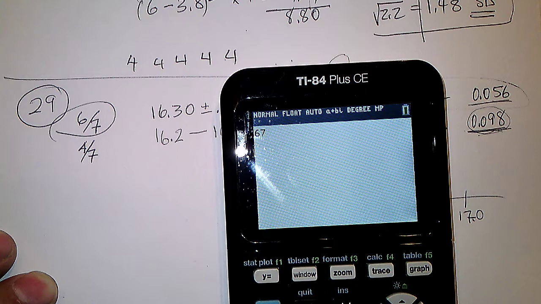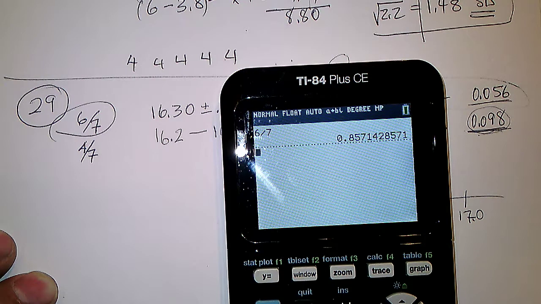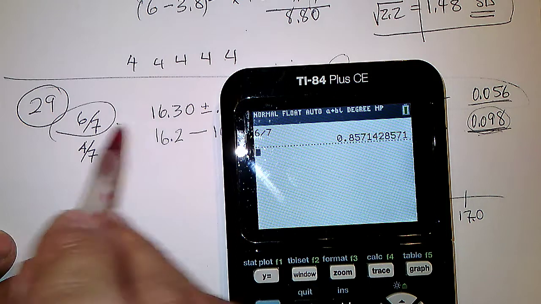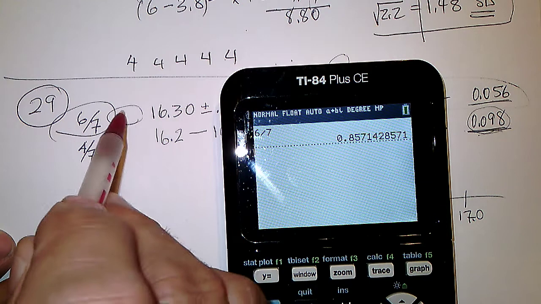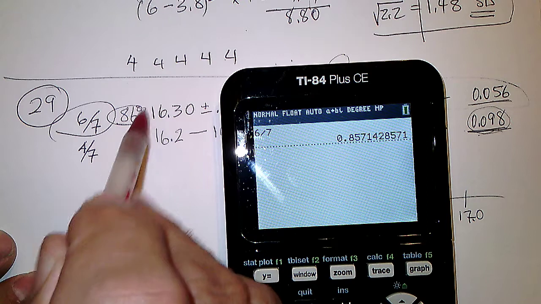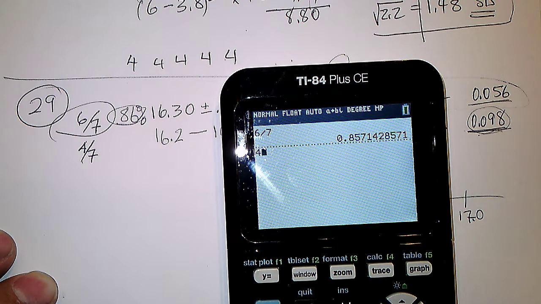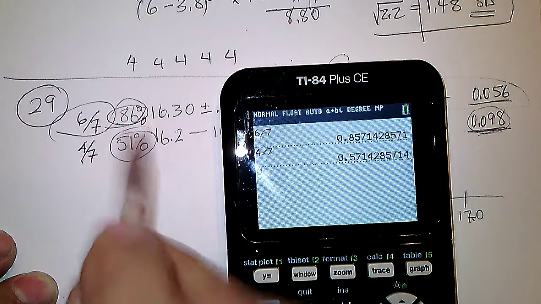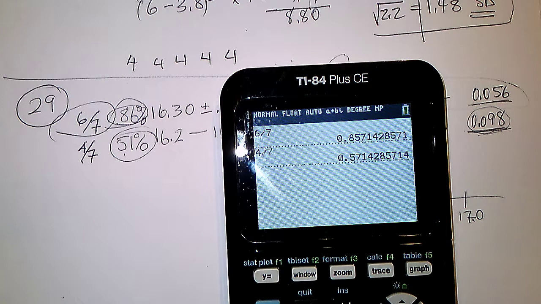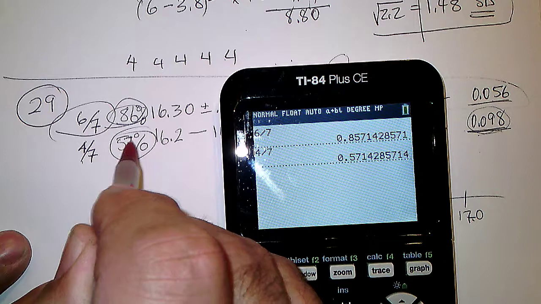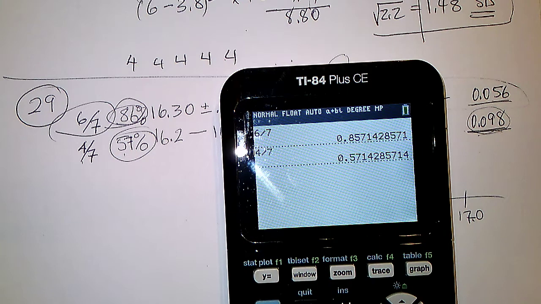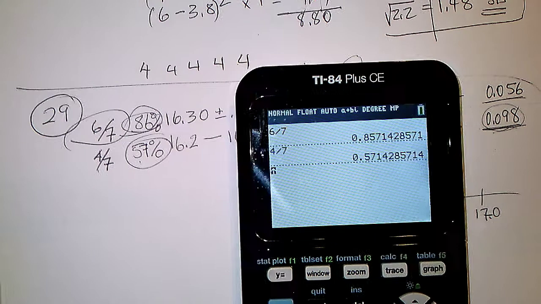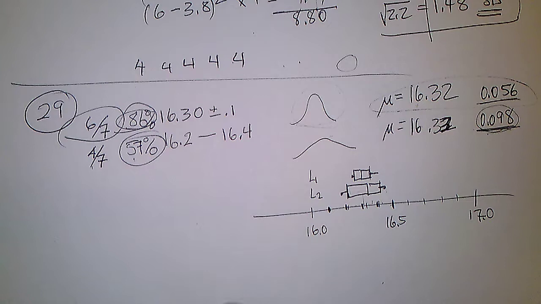So 6 divided by 7 is 86% of these bearings would work. And on the other one, only 4 out of 7, which is 57%, are good enough. So you'd be throwing away a little less than half of the bearings because they don't meet your specifications, don't have the quality control you need. So that's what they wanted you to do for 29.